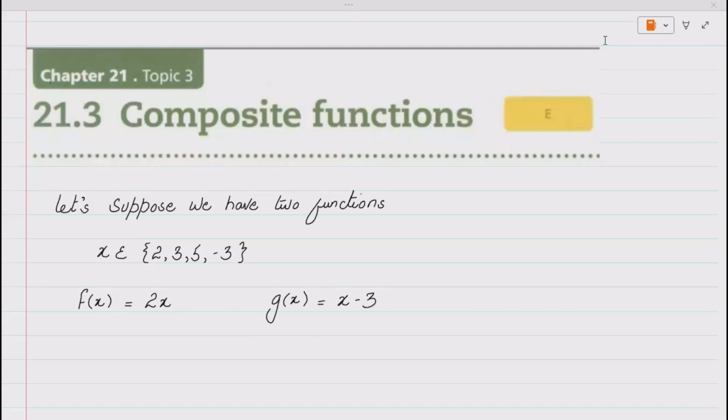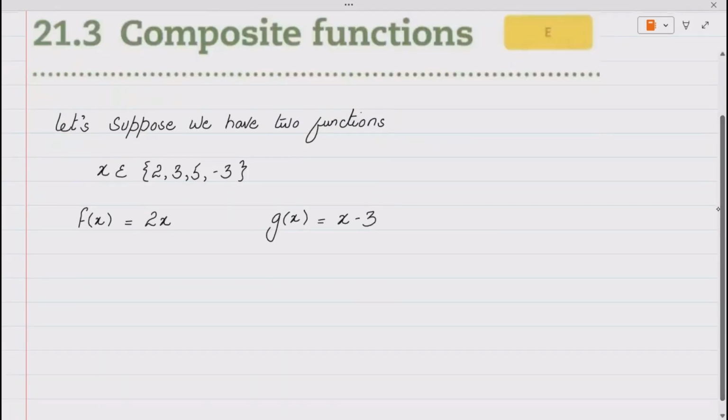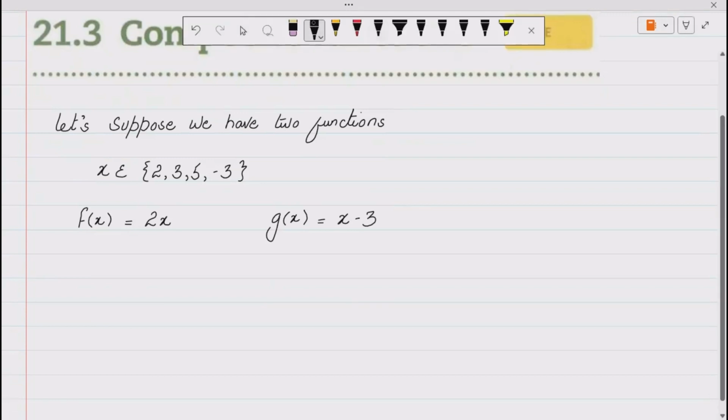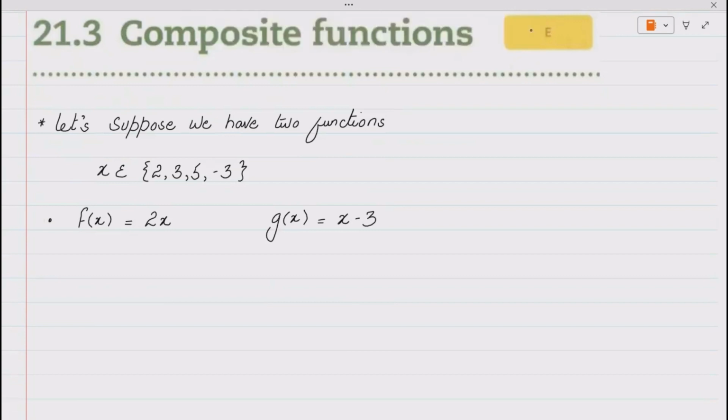Okay, so let's see what is meant by composite functions. To see the concept of a composite function, let's consider this scenario. Suppose we are given two functions. The first function is f of x, which is 2x, and the second function is g of x, which is x minus 3. And we are given the values of x: 2, 3, 5, and minus 3.